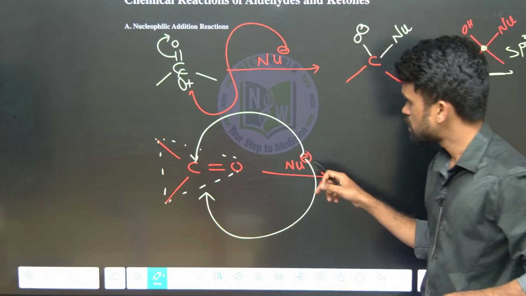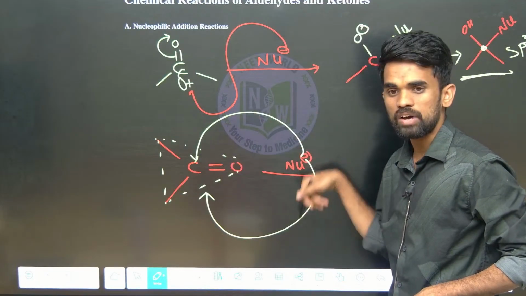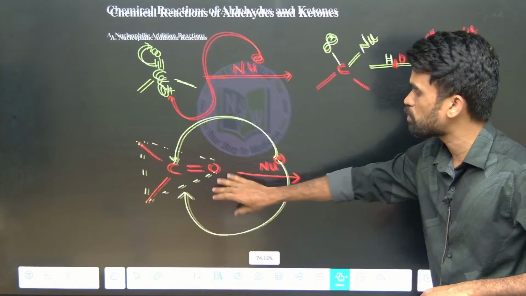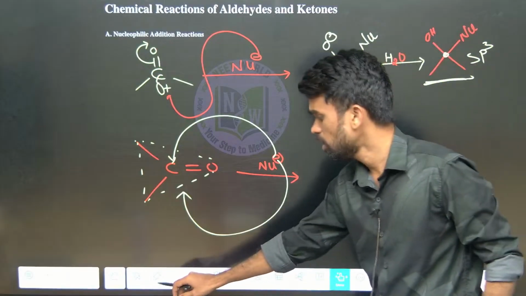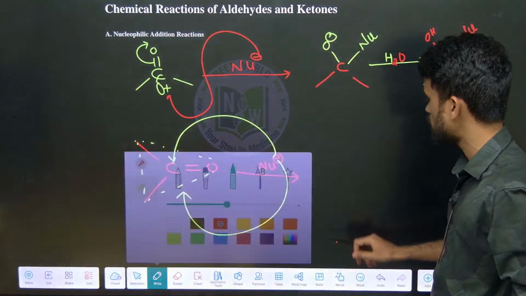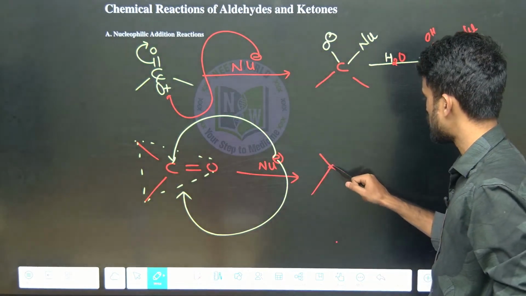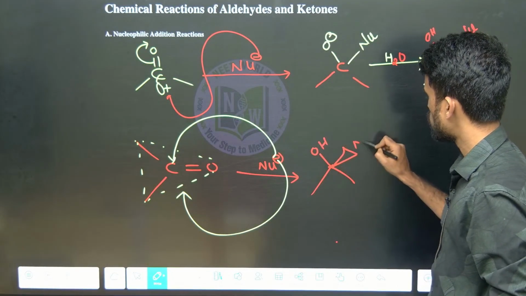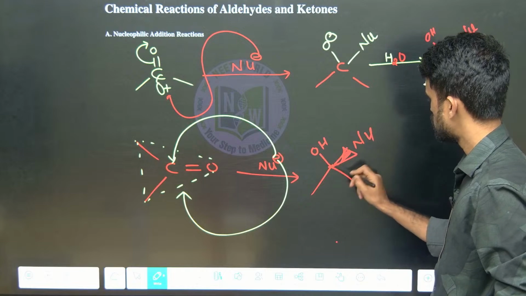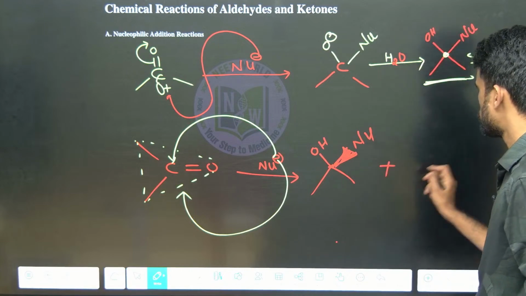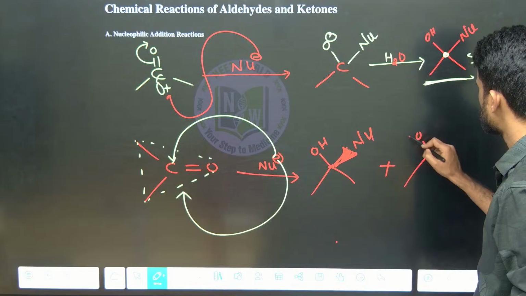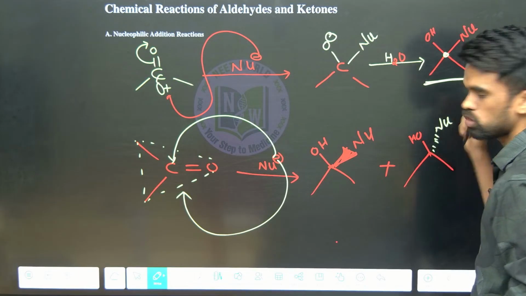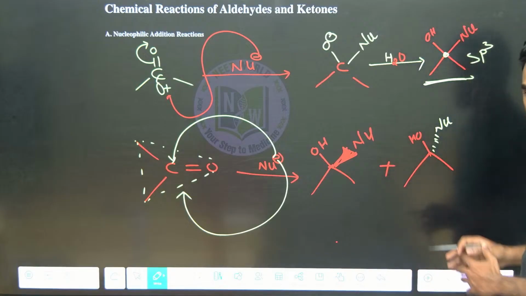This nucleophile can attack from above or from below, equal possibilities. So tell me, what are the products formed here? The nucleophile can be above the plane, so I can write OH and a nucleophile above the plane like this. Similarly, OH and a nucleophile from below the plane like this. So both possibilities are there.